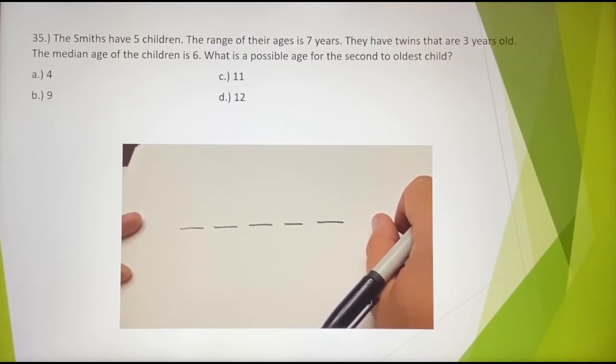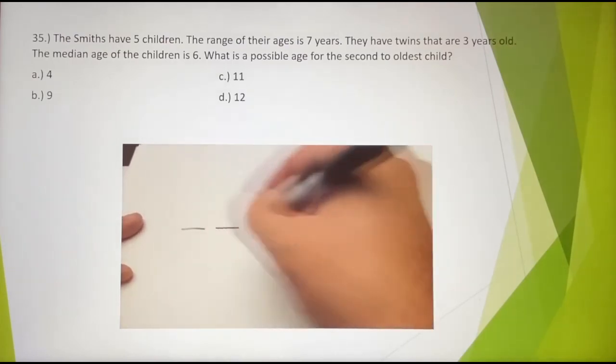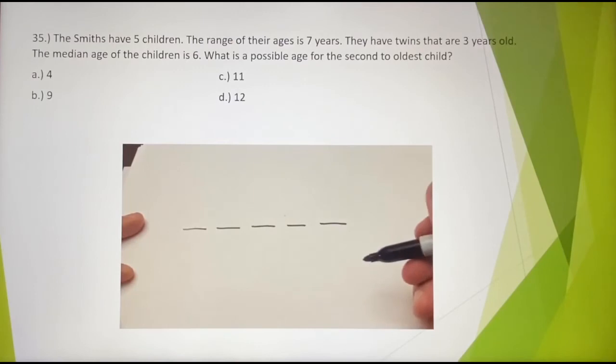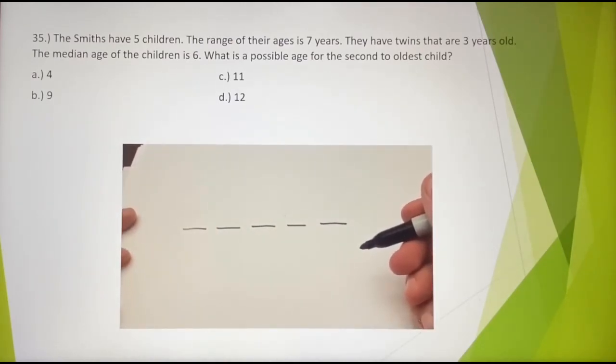They have twins that are 3 years old, but we don't know if they have kids younger than 3. We don't know if all of them are older, so we don't know where to put those kids in our spaces. We're just going to be putting them in order from youngest to oldest.